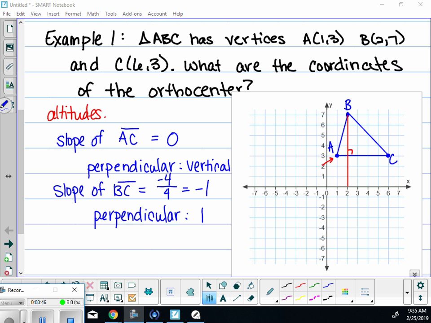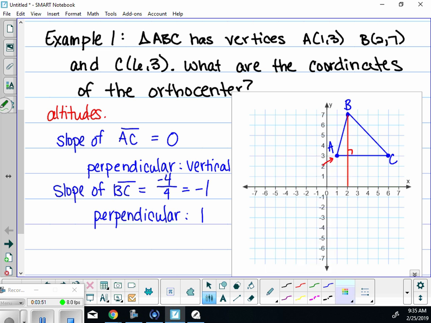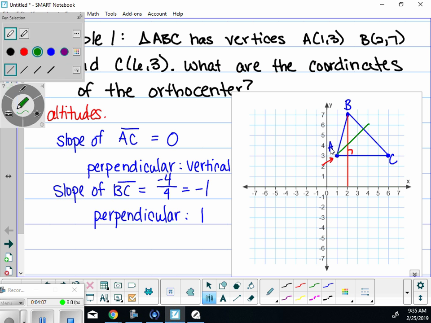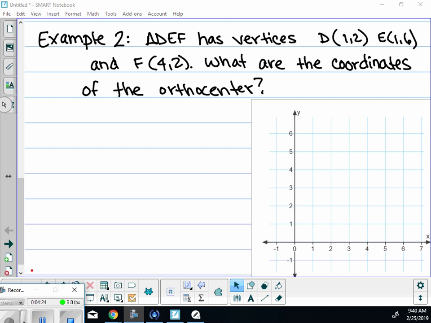If I draw that in, going from this point right here, slope of 1. Where do those two lines intersect? So they intersect right here, right? Which is the point 2 to the right and up 4. So our answer is (2, 4).